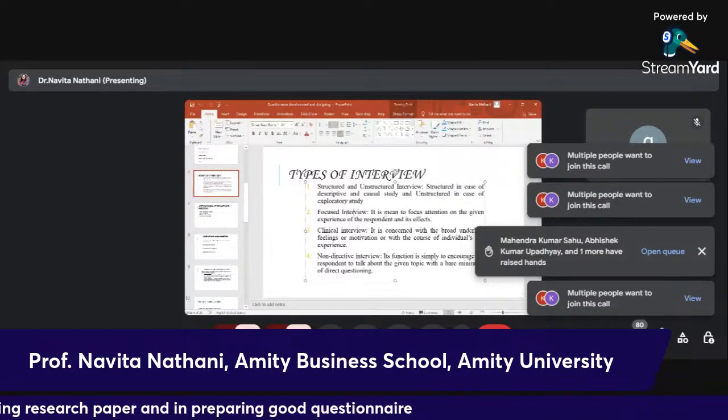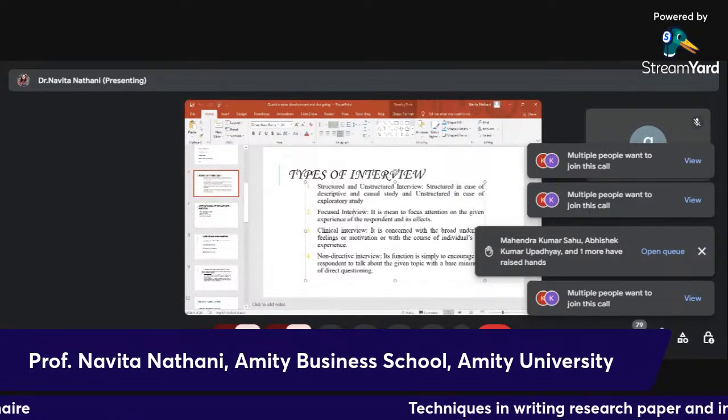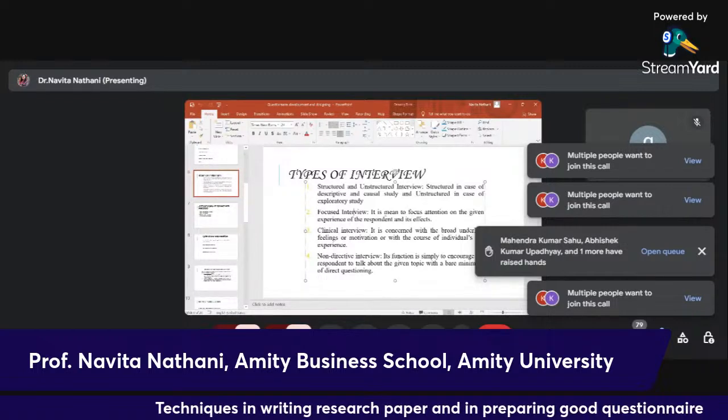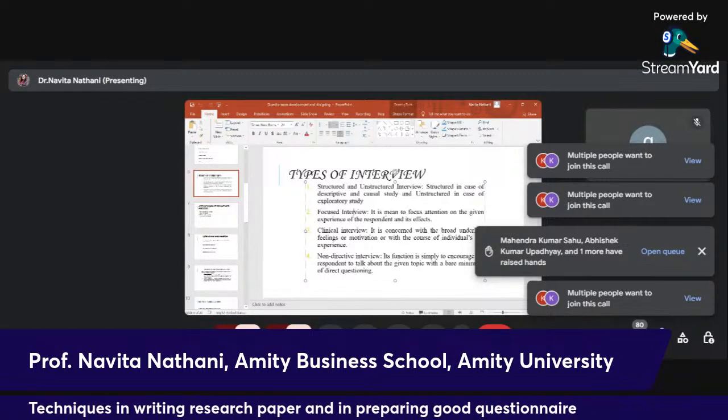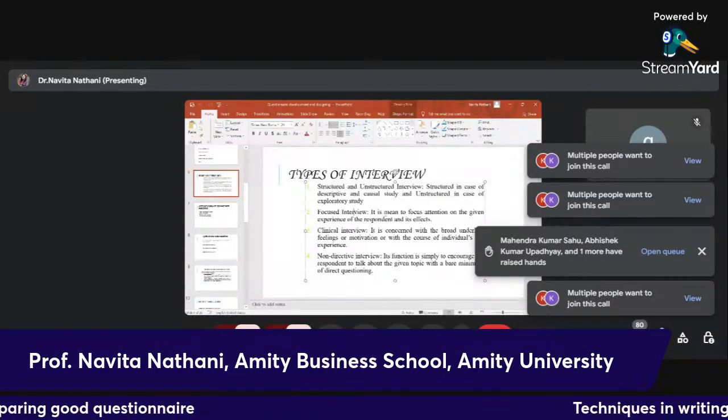Focused interview, focused attention is on the given experience of the respondent. Clinical, you might be knowing, is concerned with the broad underlying feelings or motivation, and most of the time it is used by psychology students. Non-directive interview, its function is simply to encourage the respondent to talk about the given topic with the bare minimum of directing questions.